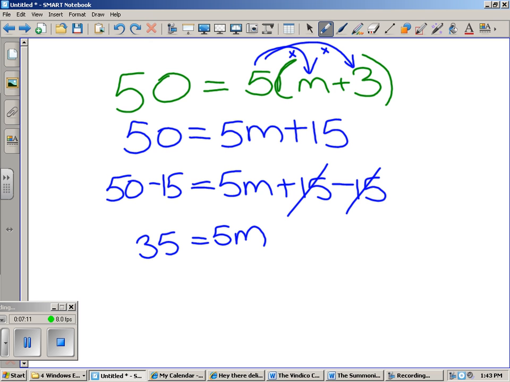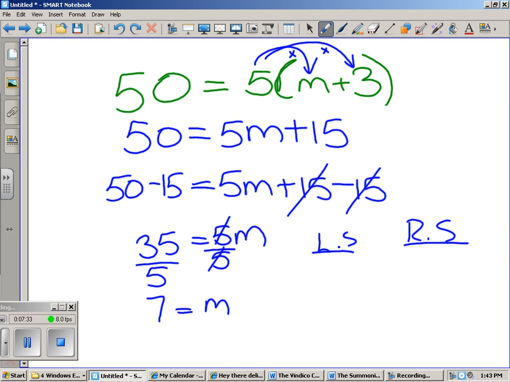Always remembering our goal is to isolate for the variable, so I have to get that m by itself. In order to get the m by itself, I have to divide both sides by 5. They'll cross out. M is equal to 7, or 7 equals m. Same thing. Again, I can't leave it. I have to do my check.